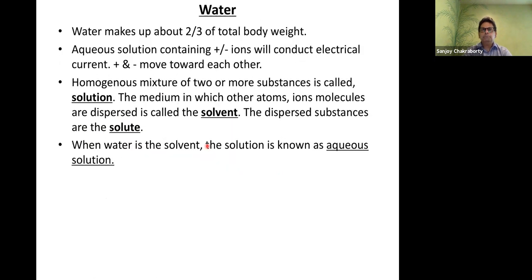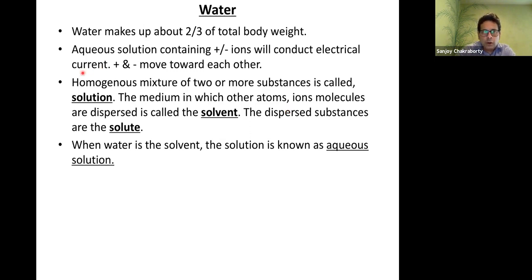Okay. So water creates a lot of solution. As I said, it's a tremendous molecule and a very helpful molecule in the body. It's approximately 2/3 of your body weight. And a solution of water is called an aqueous solution. Aqua means water. Now, what is a solution again? The definition is a homogeneous mixture of two or more substances is called a solution.